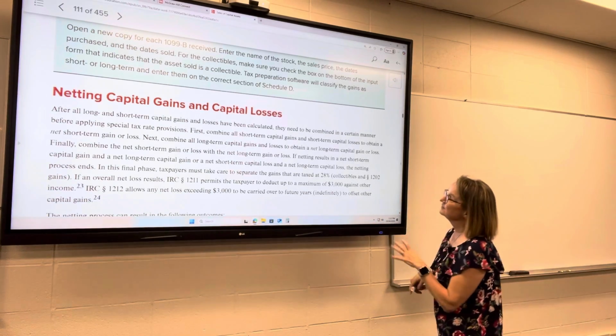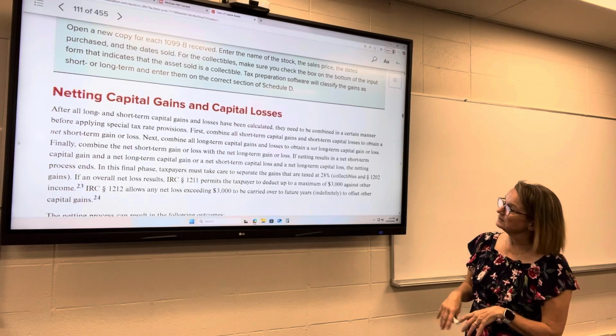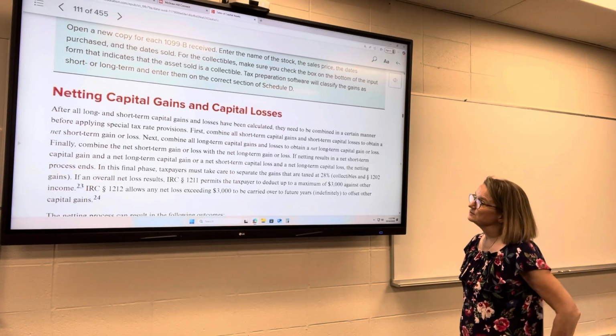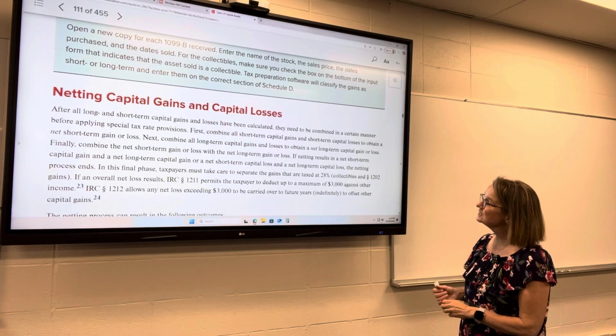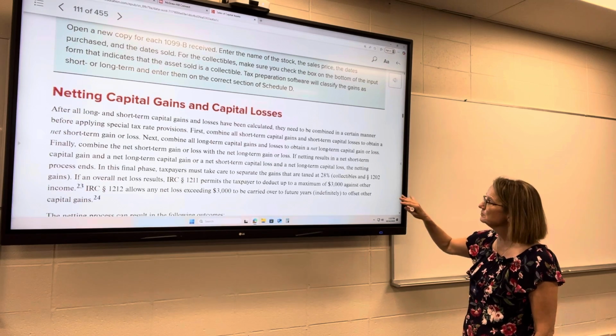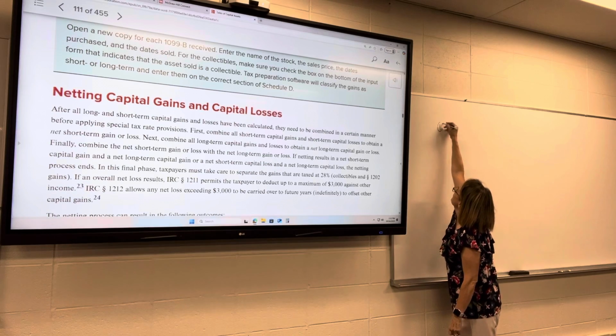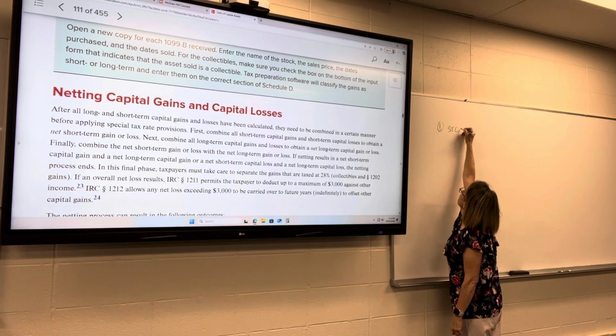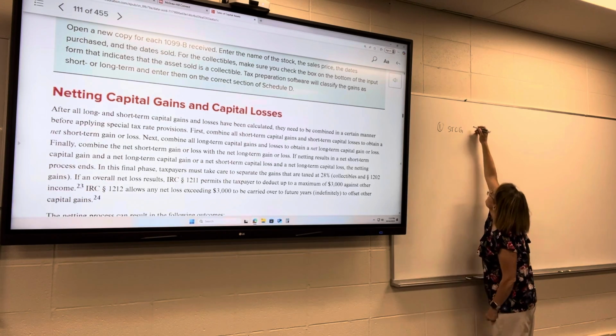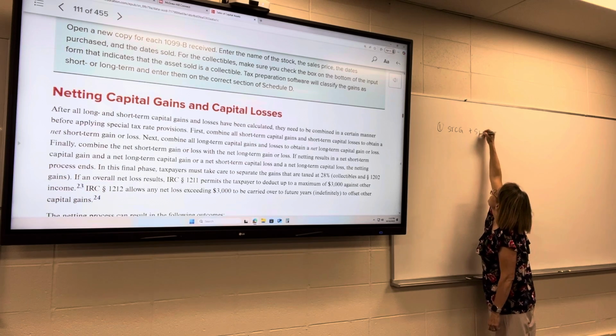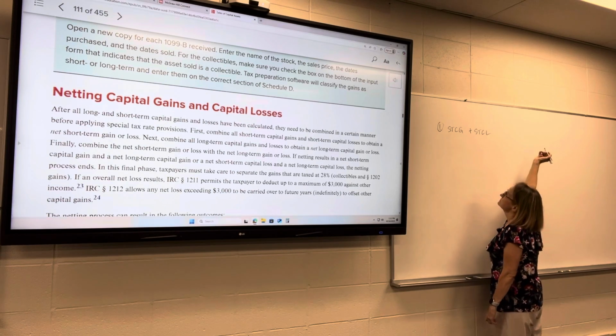So once they've all been calculated, they need to be combined in a certain manner before we apply any of the special tax rates. First thing we're going to do is combine all short-term capital gains and short-term capital losses. So short-term capital gains plus short-term capital losses. That's step one.